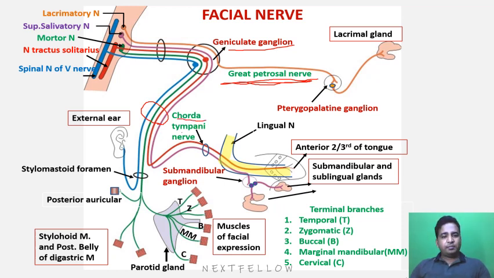This chorda tympani then relays in the submandibular ganglion and supplies secretomotor fibers to the submandibular and sublingual salivary glands. The chorda tympani is also responsible for carrying taste sensation from the anterior two-thirds of the tongue. Then the facial nerve exits from the stylomastoid foramen and gives multiple motor branches to various muscles like the stylohyoid, the posterior belly of the digastric, and the facial muscles. Just to recall.